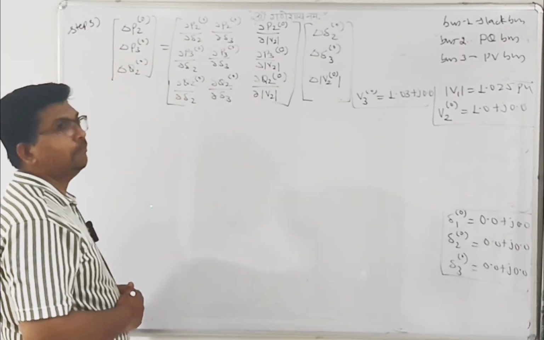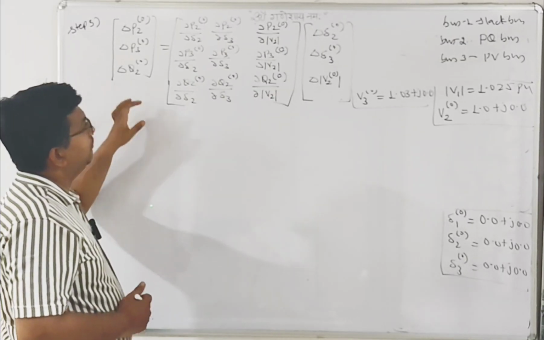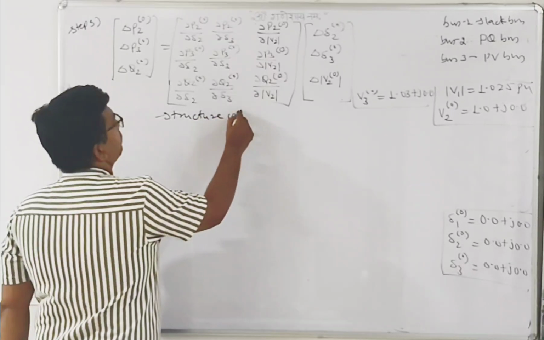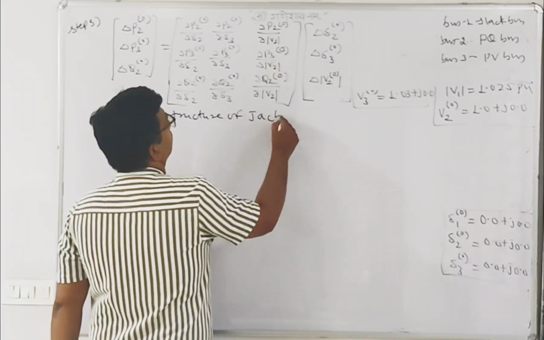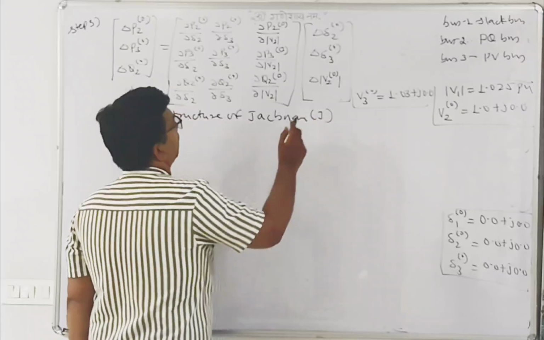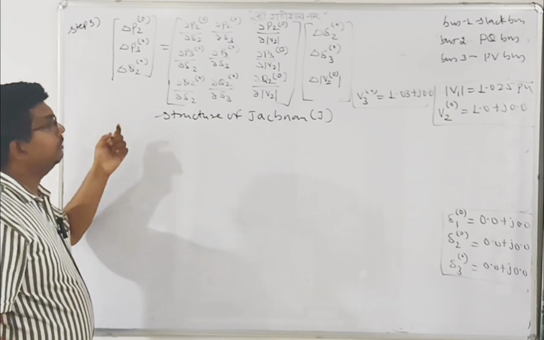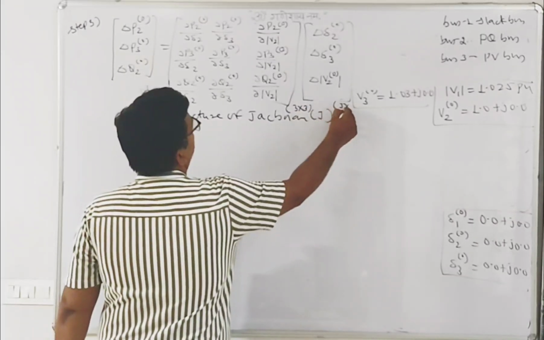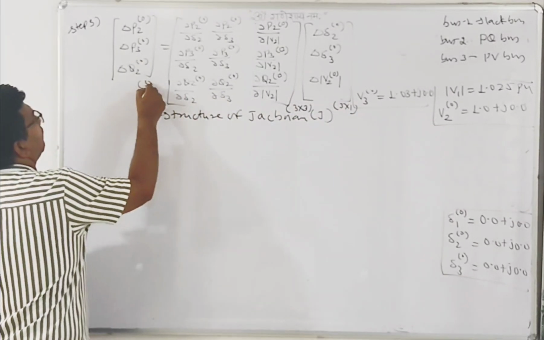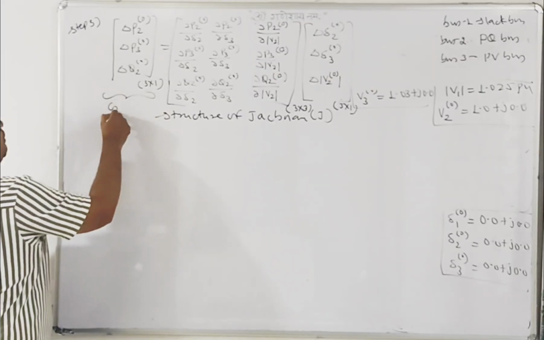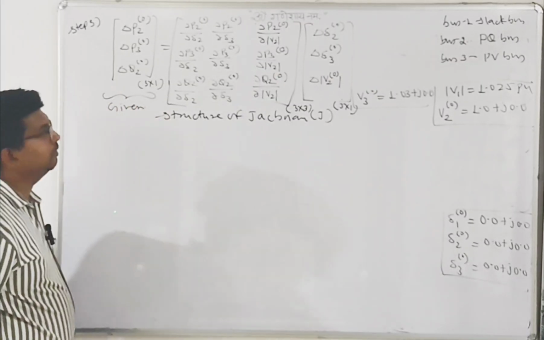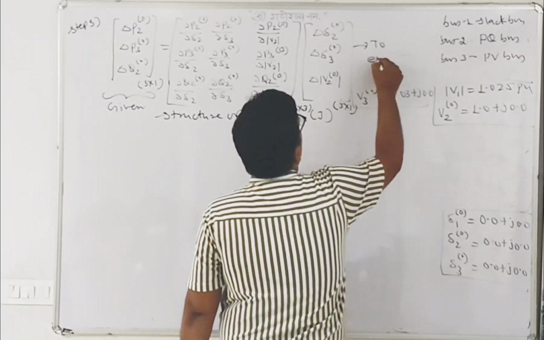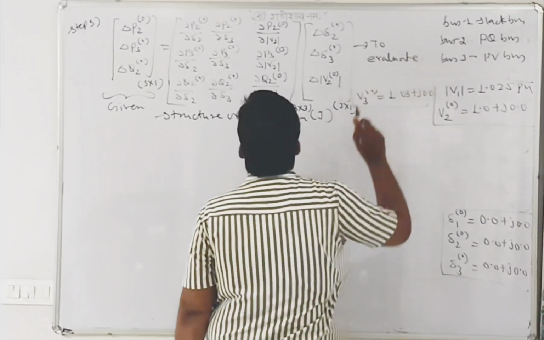Okay, after calculating P20, P30 and Q20, we will draw the structure of the Jacobian. This is called the structure of the Jacobian. We have already discussed it earlier. So basically the size of the J is 3 cross 3. This column is 3 cross 1. This is 3 cross 1. Now these data we have been given. Mind it carefully, this data we have to evaluate. That is the important thing.